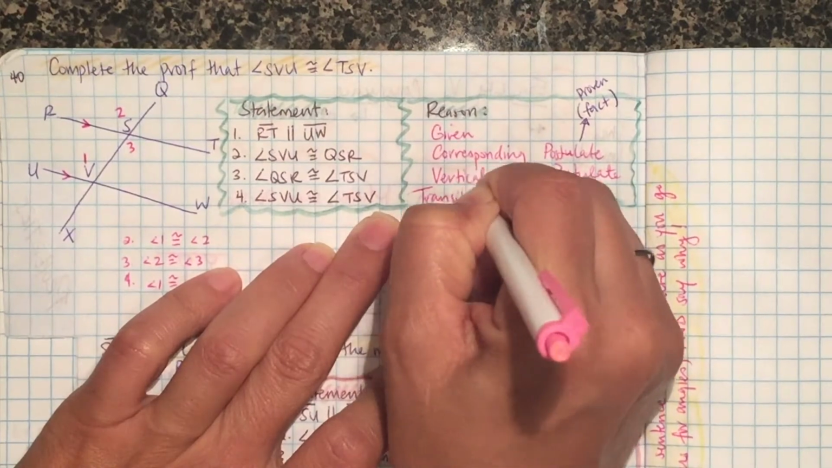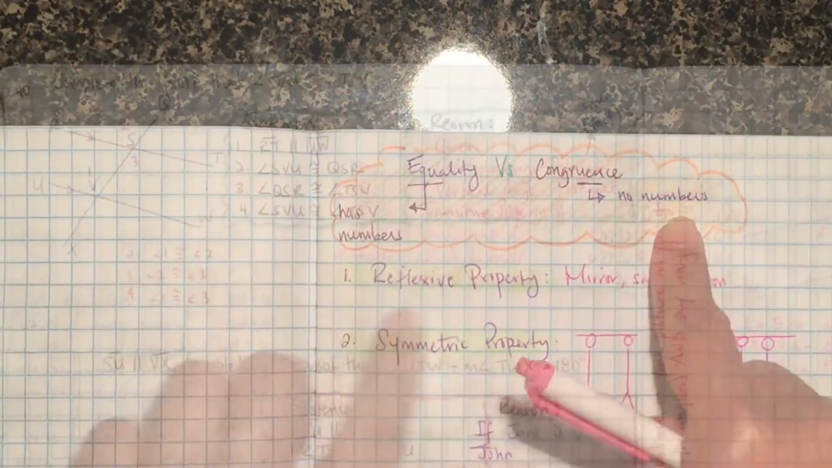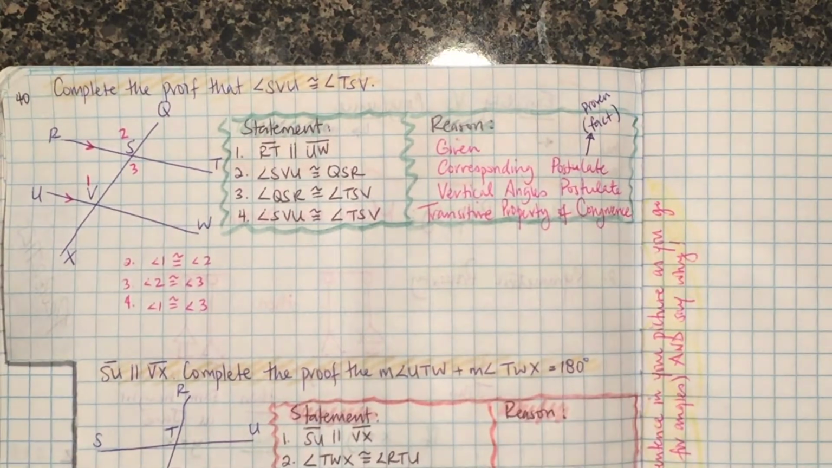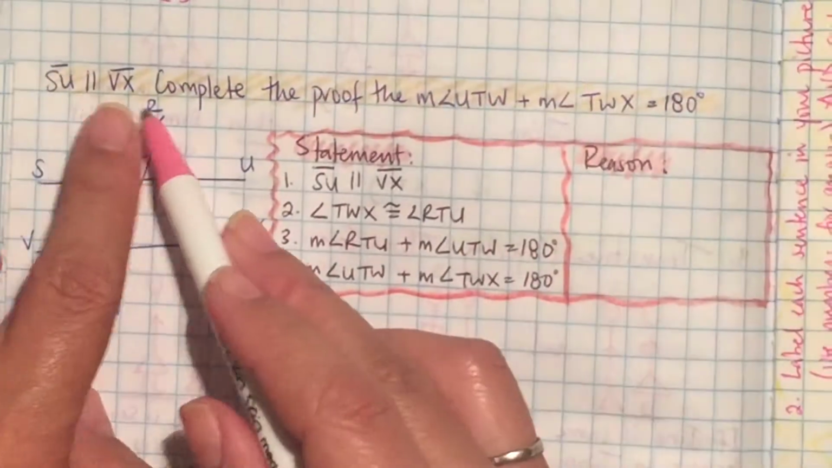Transitive property of. Now, to get which one it is, you need to remember the definitions. Equality has numbers, congruence doesn't. There's no numbers here, so it's congruence. That's pretty much it. So it's not hard, it's just the statement and why. But you need to copy down the picture.